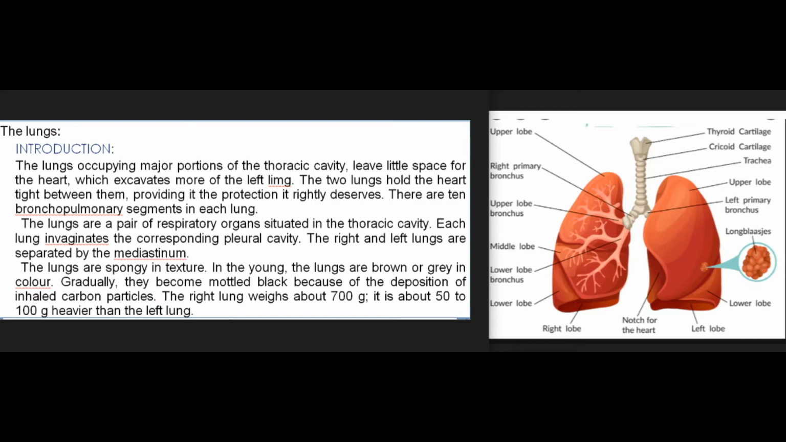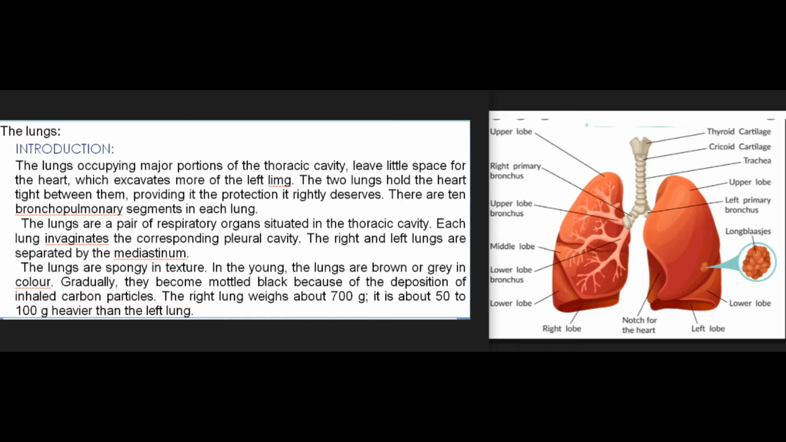The lungs are a pair of respiratory organs situated in the thoracic cavity. Each lung invaginates the corresponding pleural cavity. The right and left lungs are separated by the mediastinum. The lungs are spongy in texture.